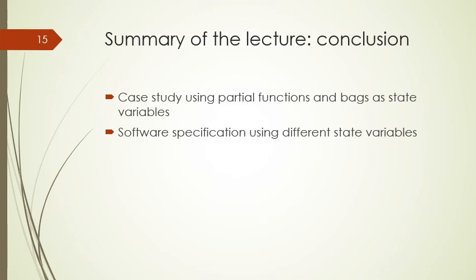Students, in this lecture, we discussed a case study with the name orders in stock, and this case study is specified using four different types of state variables, and this case study uses partial functions, bags, and sets as system state variables, and we specified the system state schema as well as different operations and error scenarios for the said case study using that specification.